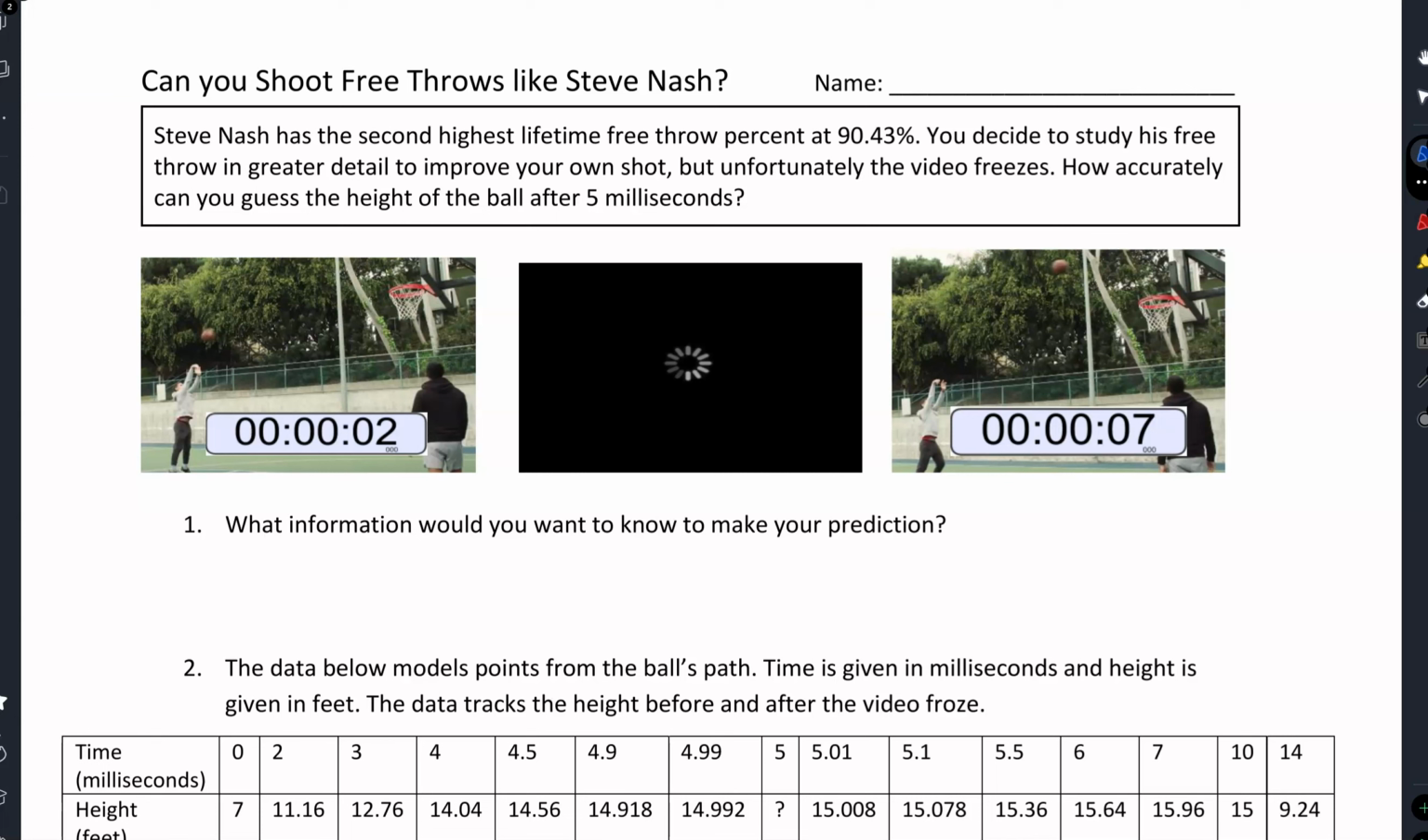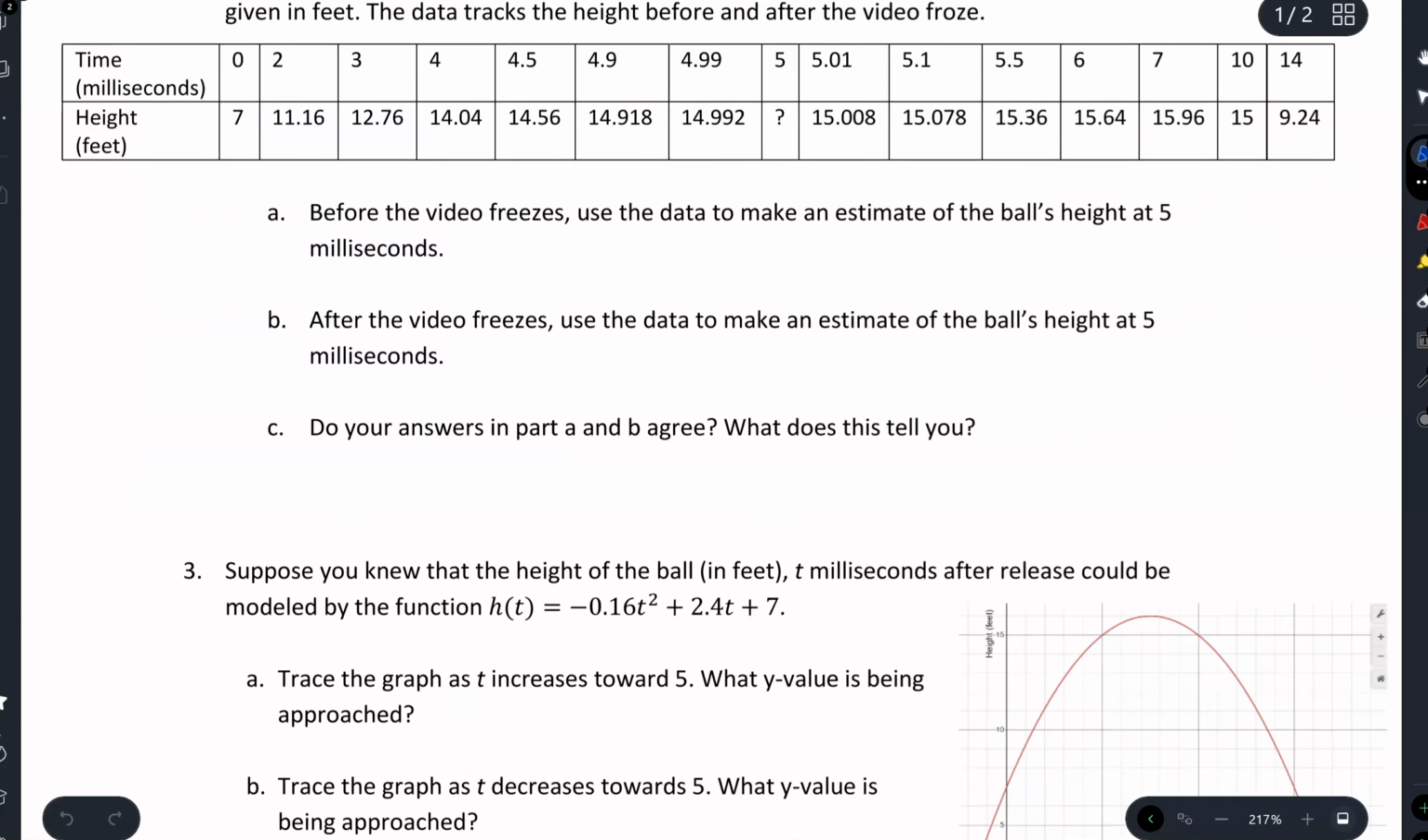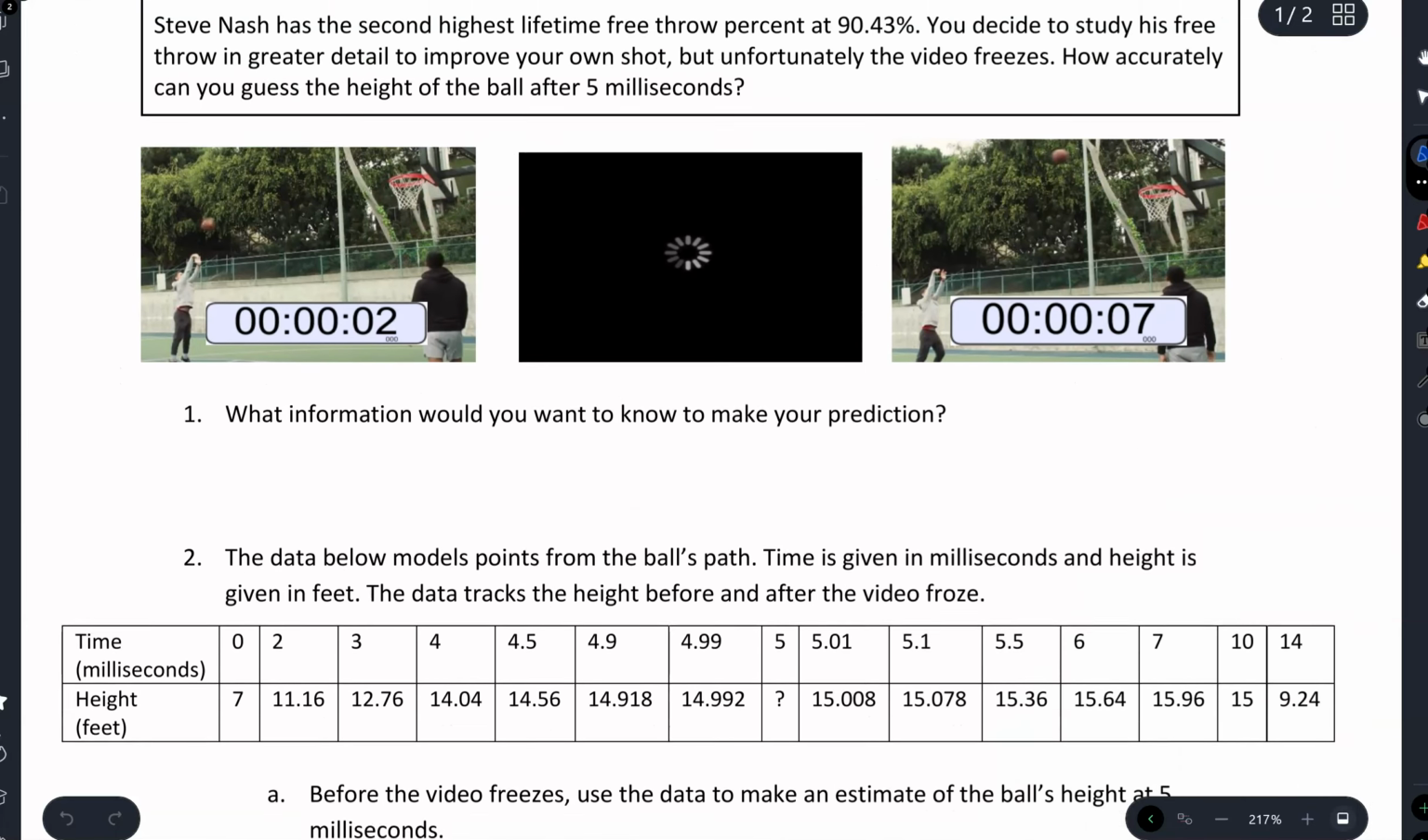All right, so today we are gonna look a little bit at our limits and what limits do. So take a second and see if you can answer these first few questions.